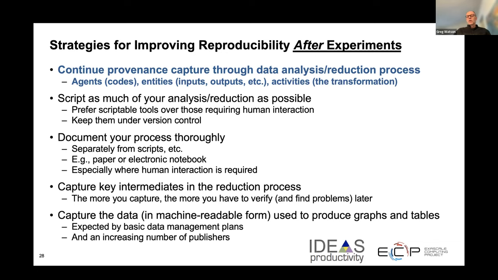So sometimes what can happen is that we get the data from the experiment, we then do some kind of analysis and reduction on it that produces more data, which then is used to create the graphs using tools, maybe Excel or something like that, but then that data gets thrown away and it can be very difficult to reproduce that data. So keeping that as well is important and would probably form part of your data management plan if you had one.